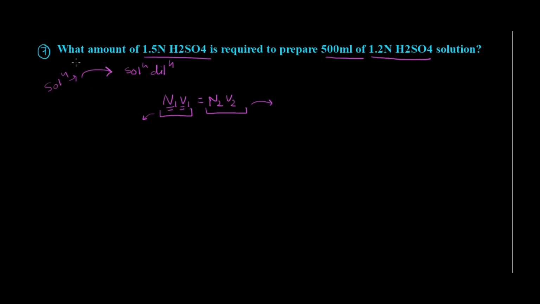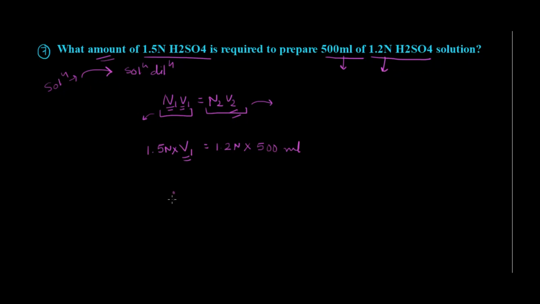It is asking us to find out the volume. Alright, so let's assume that V1 is what we are looking for, what amount we need to take of this 1.5 normal. So 1.5 normal, put all the units so it becomes easier for us to understand, equals N2V2. The normality that we need is 1.2 normal into V2 is 500. 500 ml is what we are looking for, right? So 500 ml. Alright, V1 is what we want to find out.